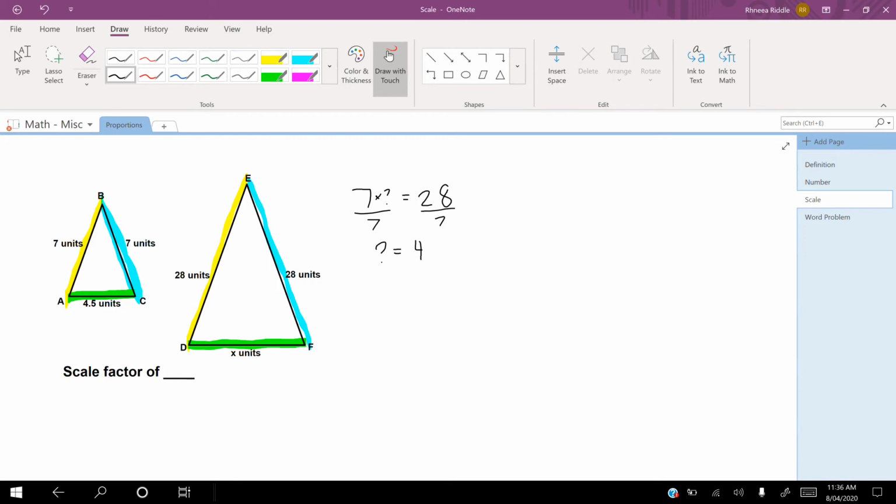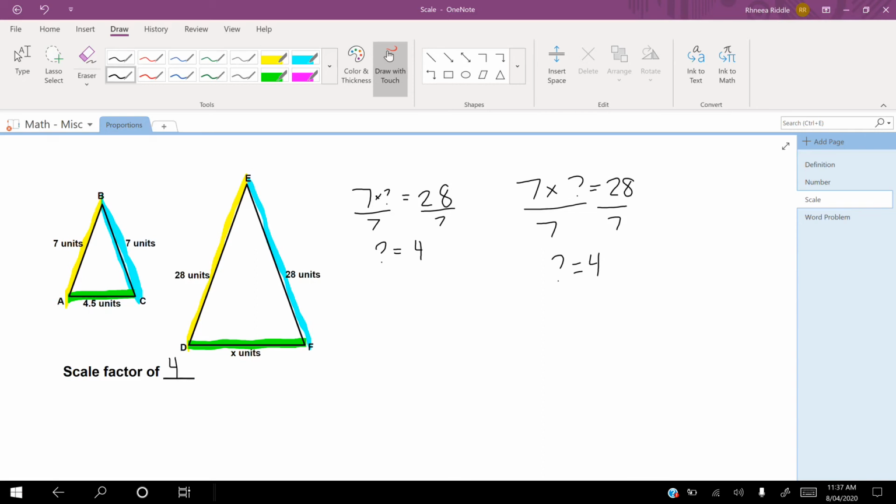Now we want to double check that. So again, we're going to double check with BC to EF, which is the exact same. Again, we're going to do 7 times our scale factor, our question mark, is 28. And when we divide, we get the exact same thing, the scale factor equaling 4. So we know that our scale factor is 4.